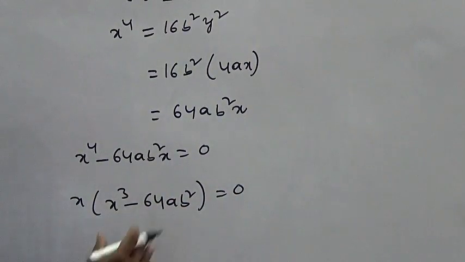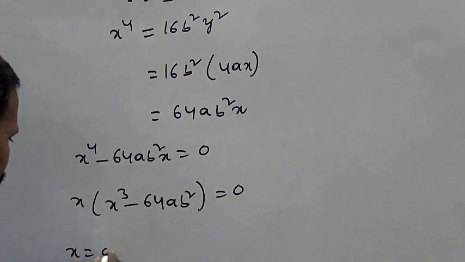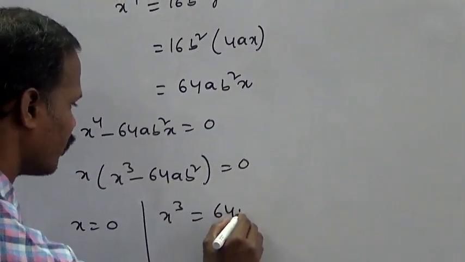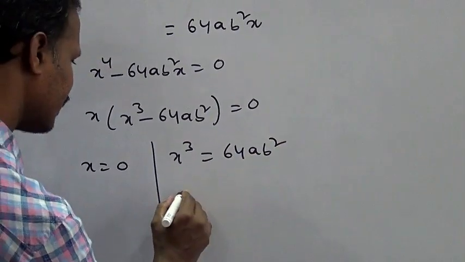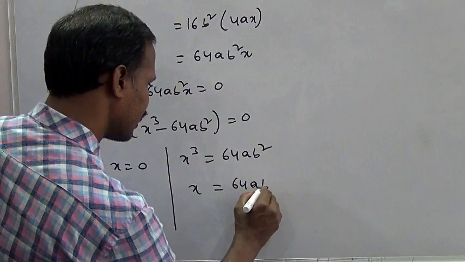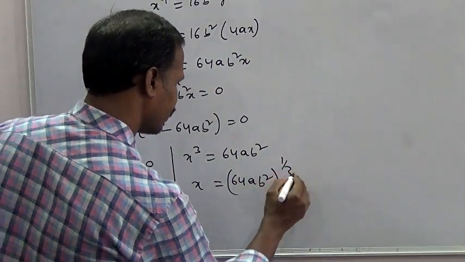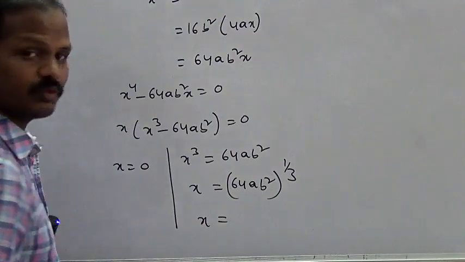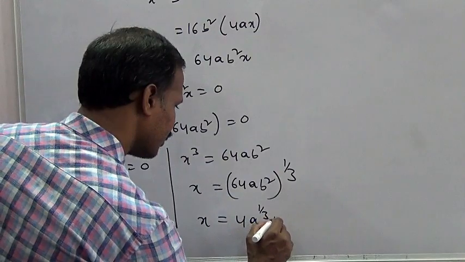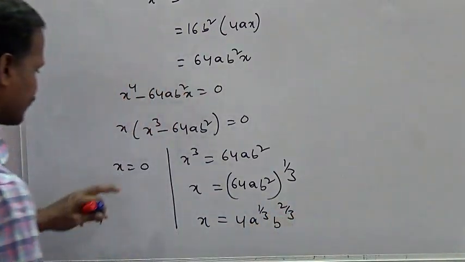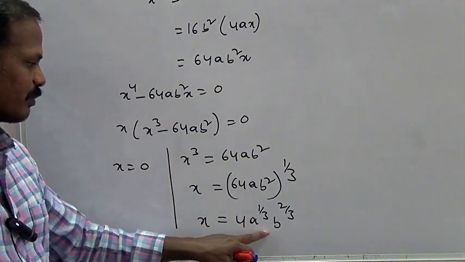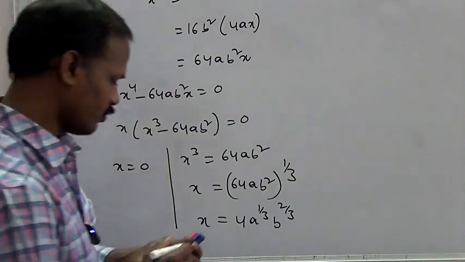Done. Now from this, x equal to 0 is one value, and the other is x cube equal to 64 a b square. Then what is x? x equal to (64 a b square) whole power 1 by 3, which is x equal to, since 64 means 4 cube, 4 into a power 1 by 3, b power 2 by 3. So x equal to 0 is one value. Another x value is 4 a power 1 by 3, b power 2 by 3.